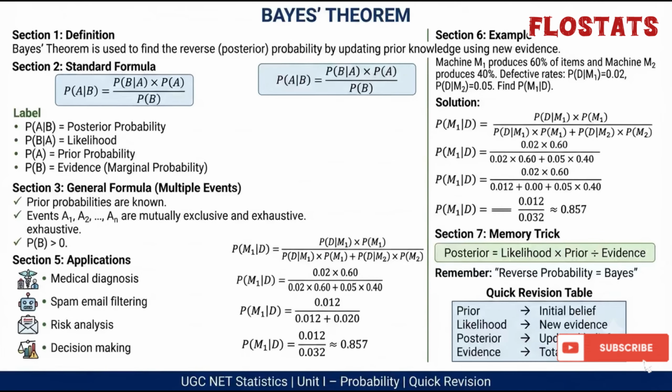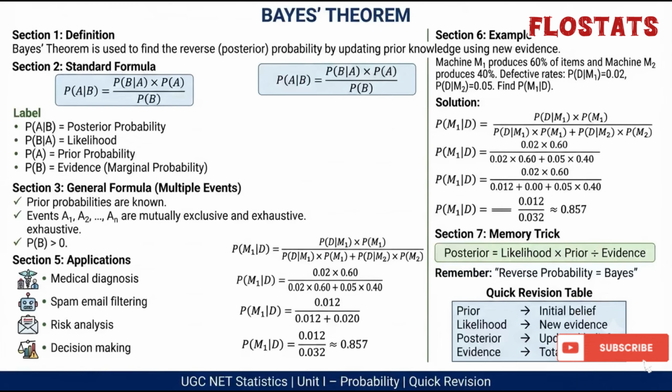Next is Bayes' theorem. Bayes' theorem helps us calculate the reverse probability by updating our previous belief using new evidence. In simple words, posterior probability equals likelihood multiplied by prior probability divided by evidence.